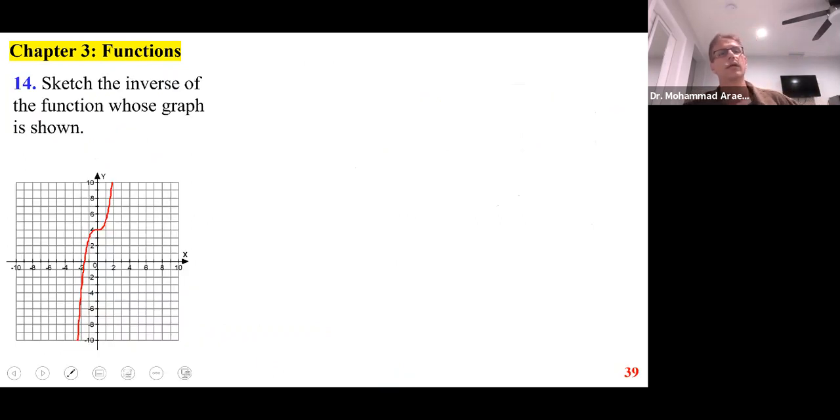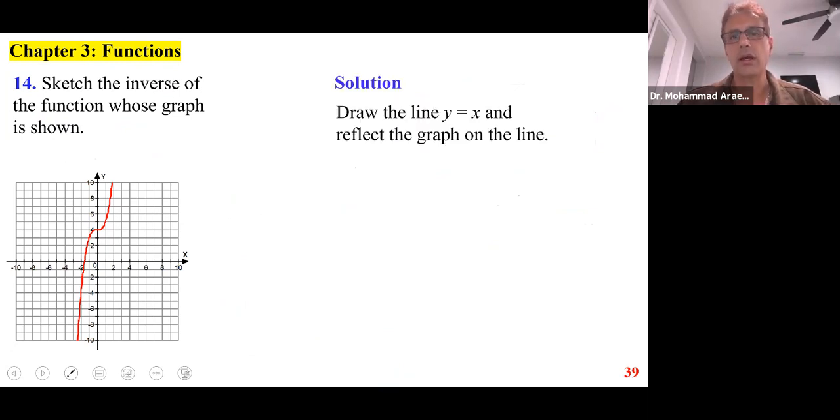We want to find the inverse of this function as far as the graph is concerned. There are a couple of things you can do. Number one, you can draw the line y equals x carefully and reflect the graph of this function with respect to this line y equals x. To do this in a proper format, all you have to do, draw this line and then pick up a few easy points, okay? So let's do that.